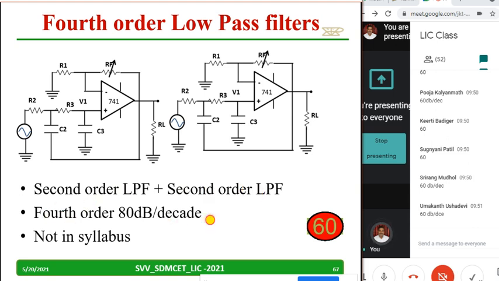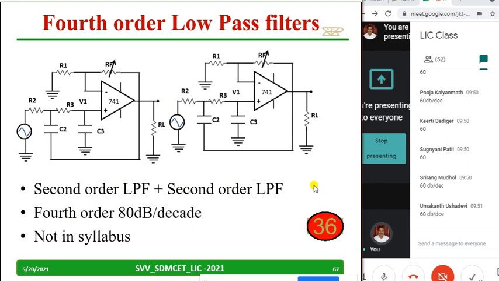This is also not in the syllabus. I take 10 to 15 seconds just to glance at how we can do it. So just cascade these two instead of this signal and load, connect this to here, so that a second order cascading with another second order will get a fourth order. All these are not in the syllabus, just for your reference I am showing you.